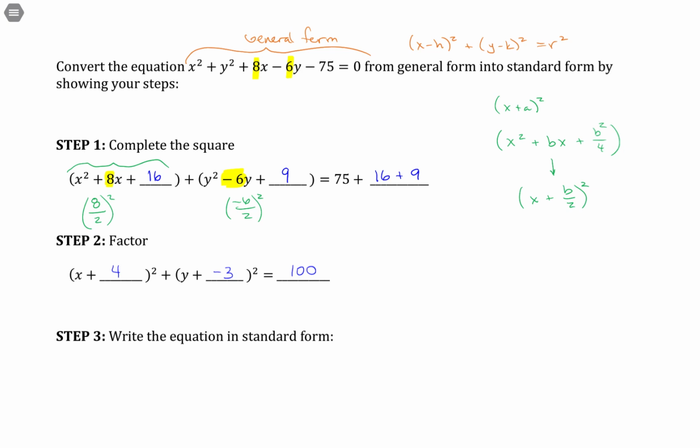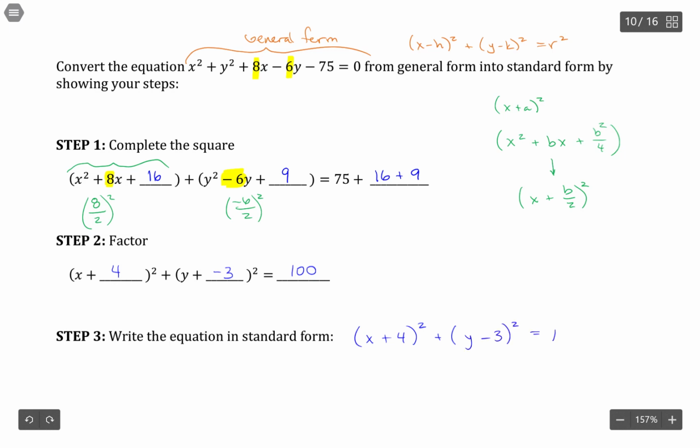The last step is to write the equation in a simplified form. So instead of writing plus a negative, we need to express that a little bit nicer and say that we have (x plus 4) squared plus (y minus 3) squared equals 100.